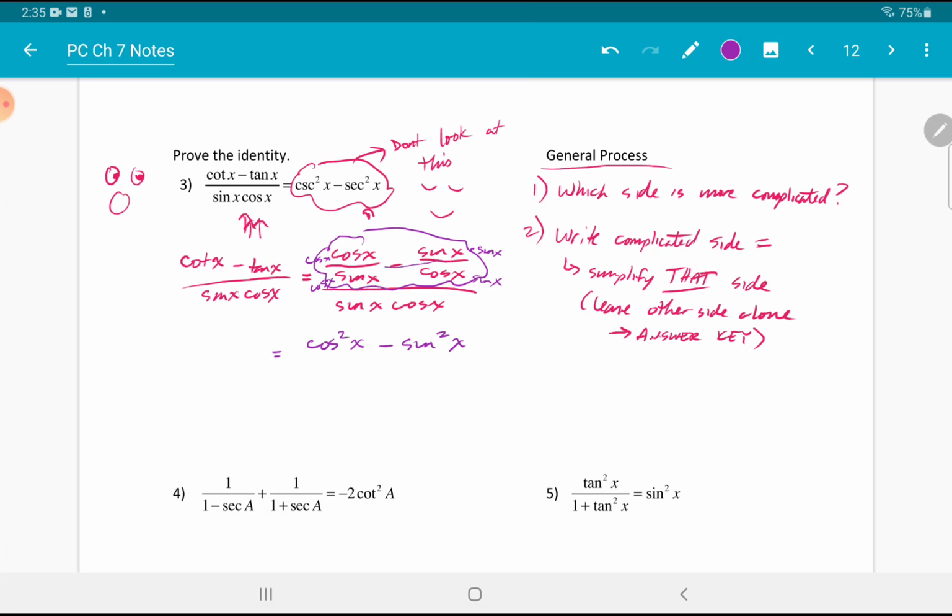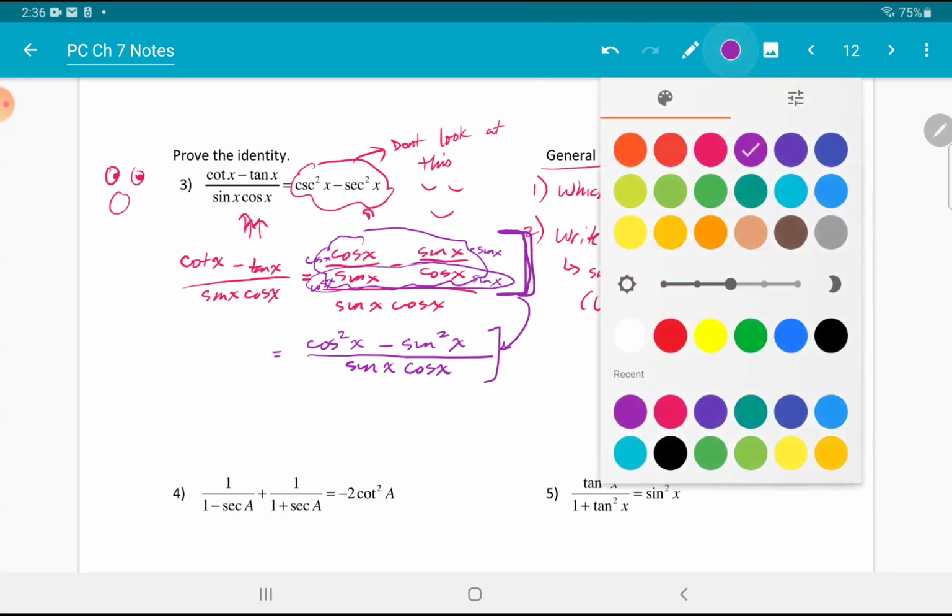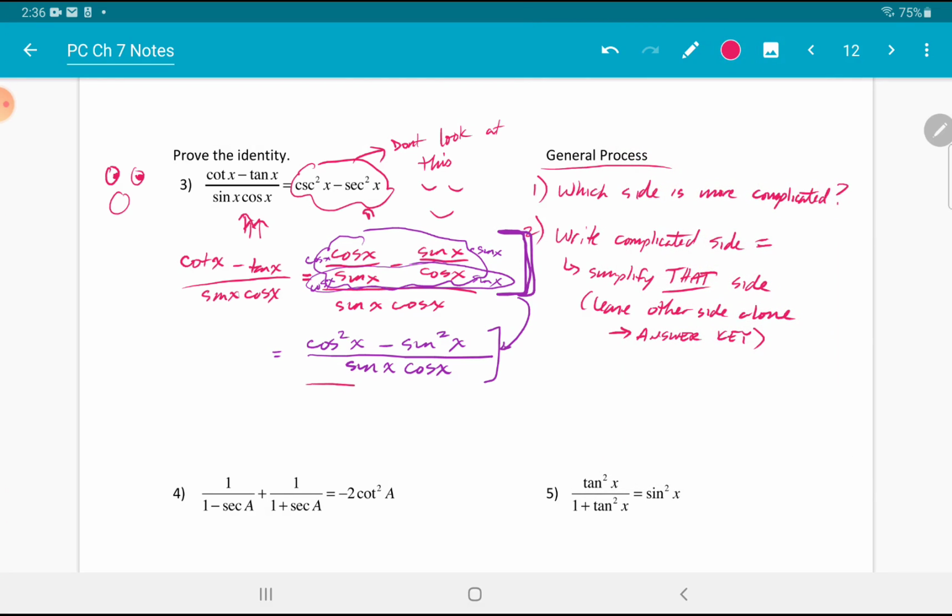And then because I am combining fractions and they all have the same denominator, remember when you combine fractions, you can actually put them under the same denominator of sine x cosine x. So everything that I have in purple here represents everything just in the numerator. Okay, that's all of this piece here. But I cannot forget that I also have this over the denominator of sine x cosine x.